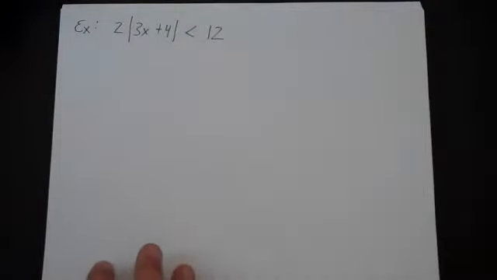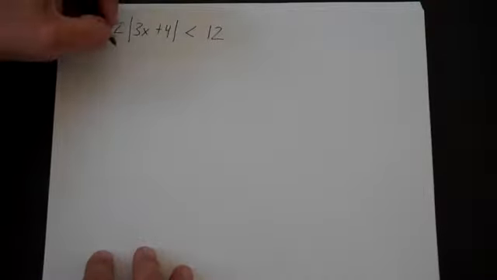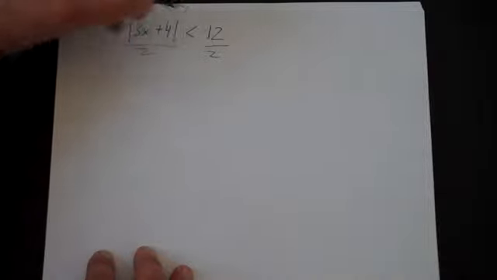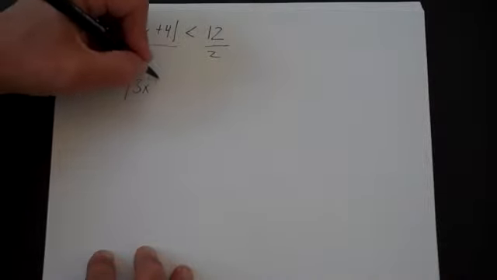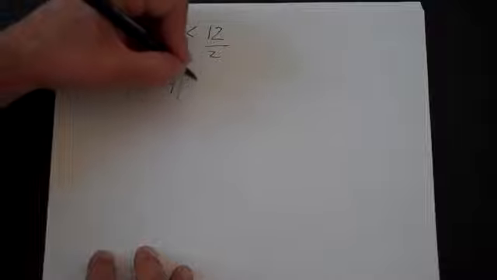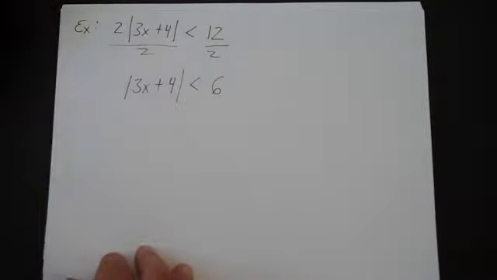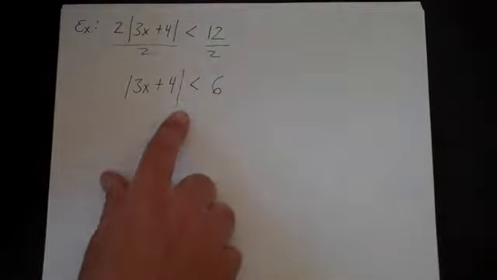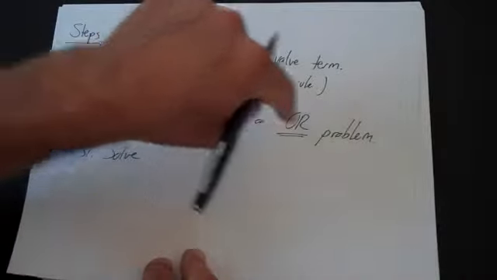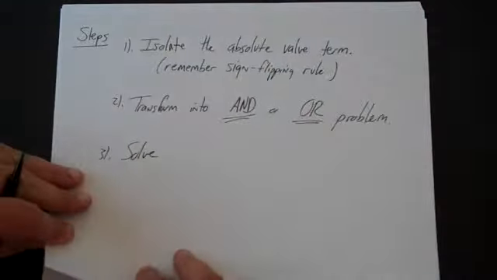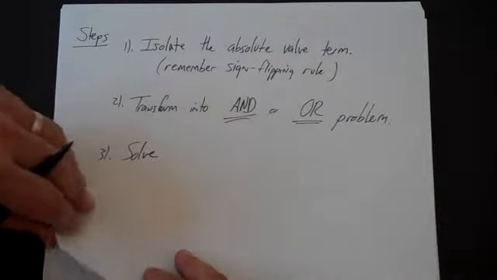The very first thing you do is you're going to just isolate the absolute value term. So you're going to divide by 2 and divide by 2. You get absolute value of 3x plus 4 is less than 6. And at that point, we're going to stop and we're going to transform it, because we're never going to solve this problem. We're either going to make it into an AND problem or an OR problem. And the question is how are you going to do that?